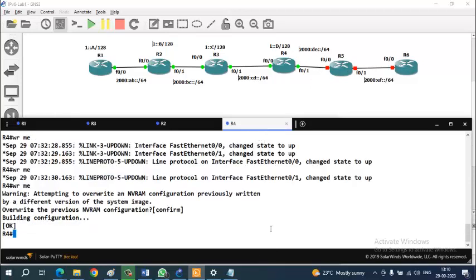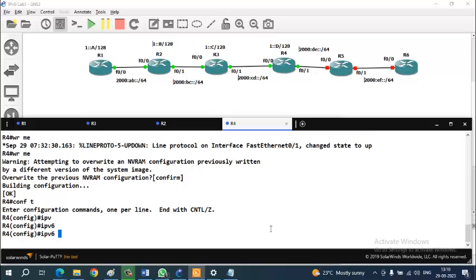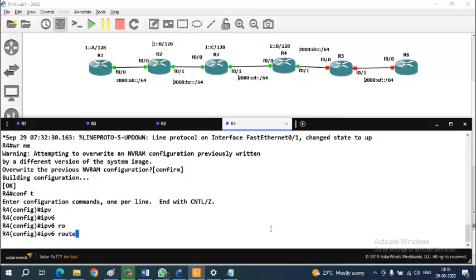Can someone tell me what I should type? I want to write a default route. Give me the command. IPv6 route, any network, any subnet mask, send it to 2000:CD::3. We are in R4. Assume there is no R5. Towards R3 you should send.